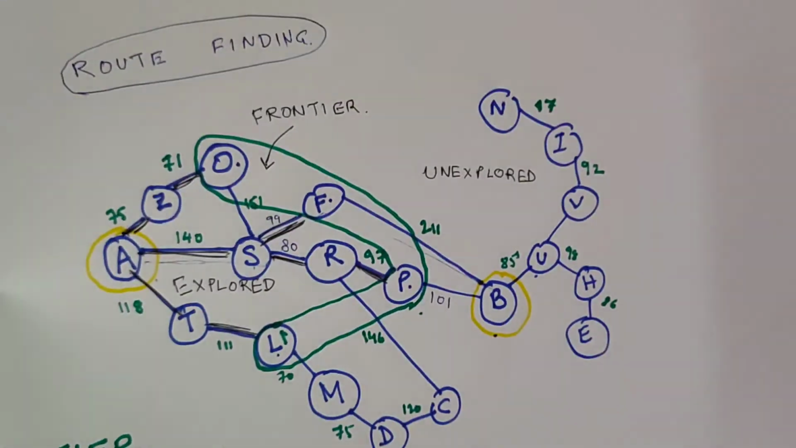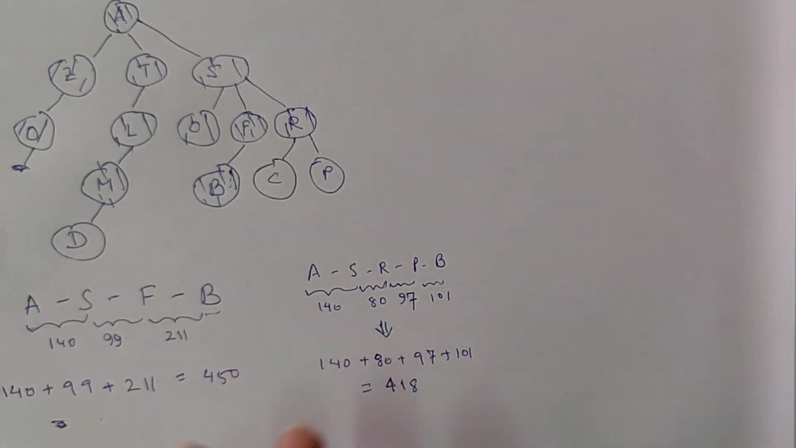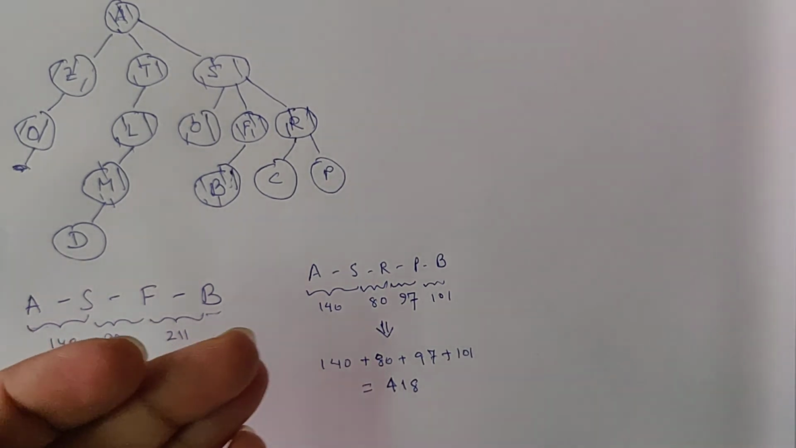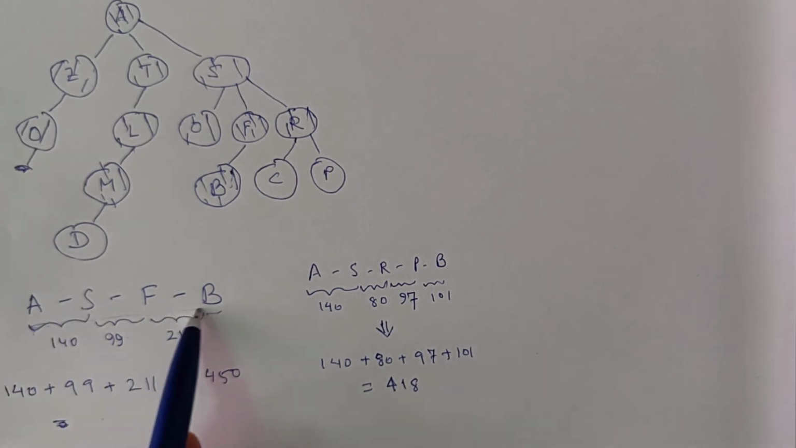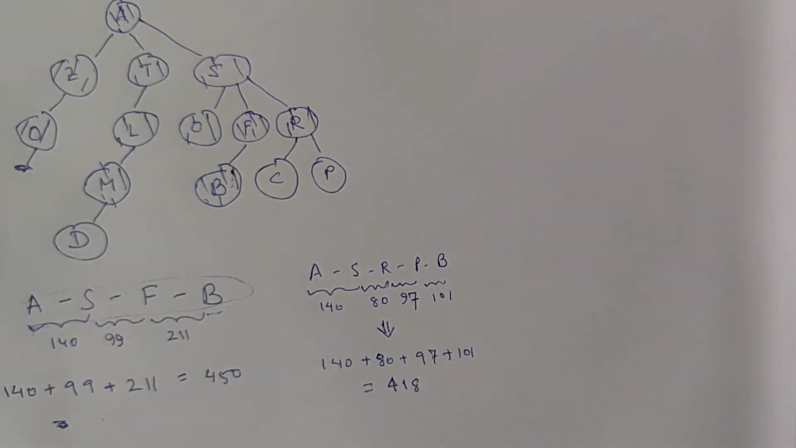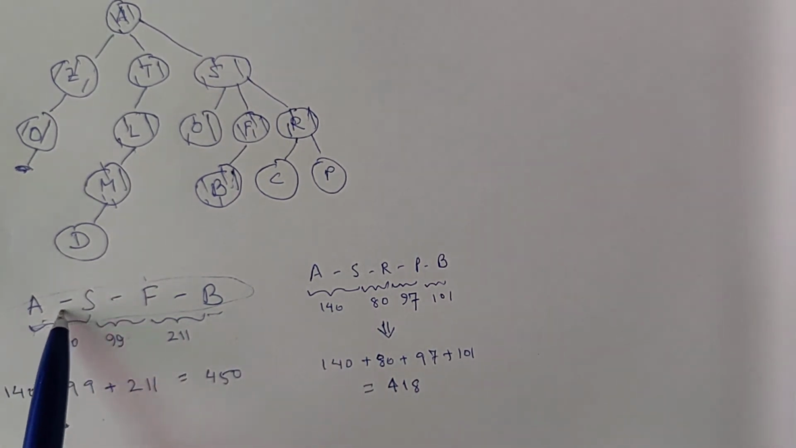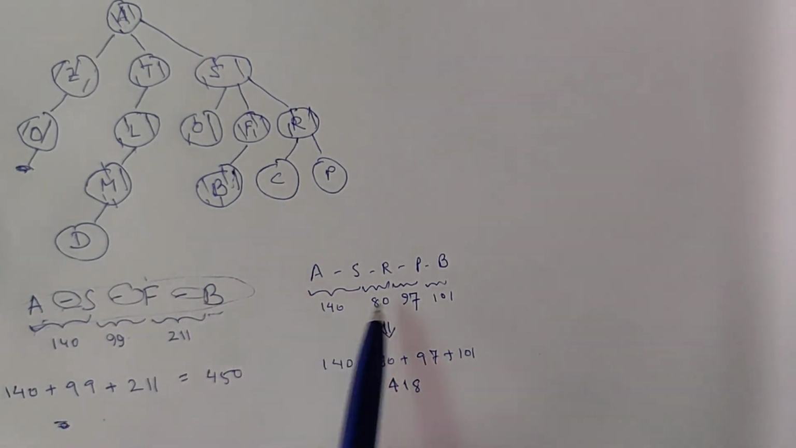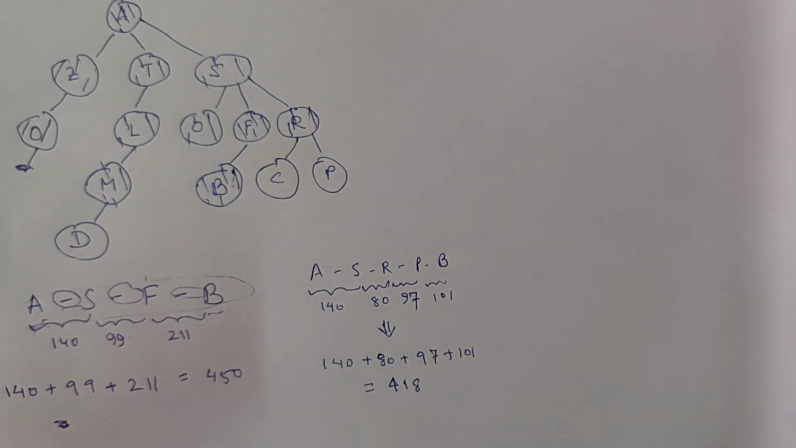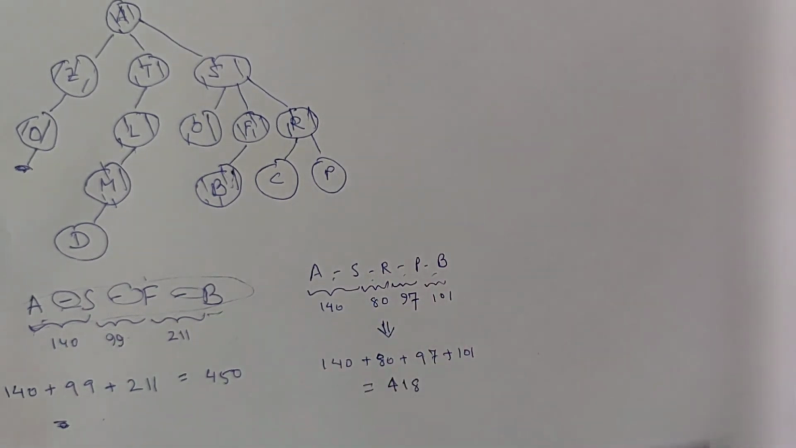So as you can see, for this particular map I have two solutions, ASFB and ASRPB. ASFB was the solution returned by breadth first search, and it is optimal in the number of steps: one hop, two hops, three hops. ASRPB is suboptimal from that point of view because here there are 1, 2, 3, 4 hops involved.